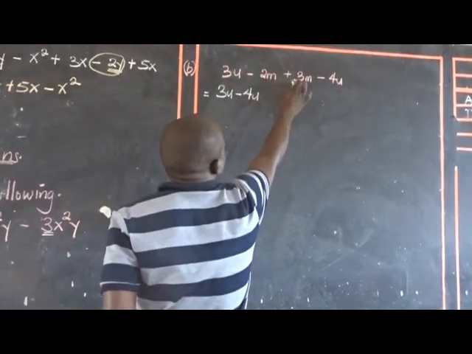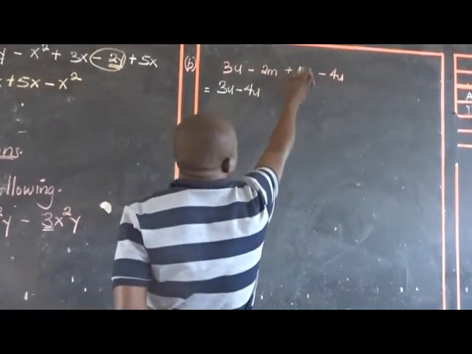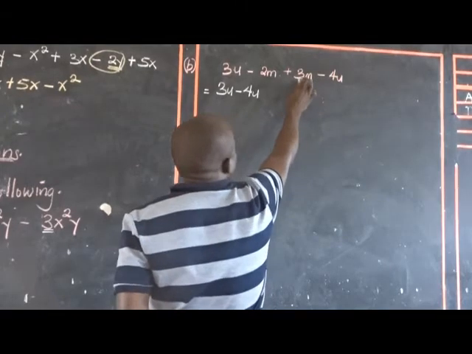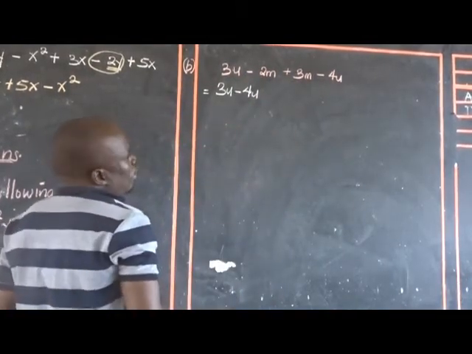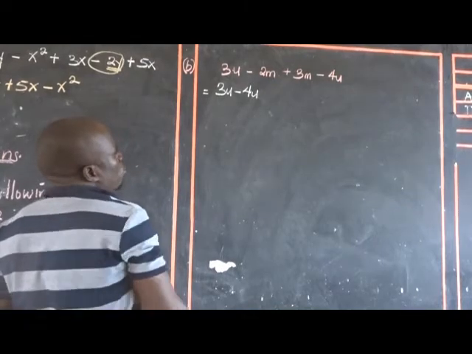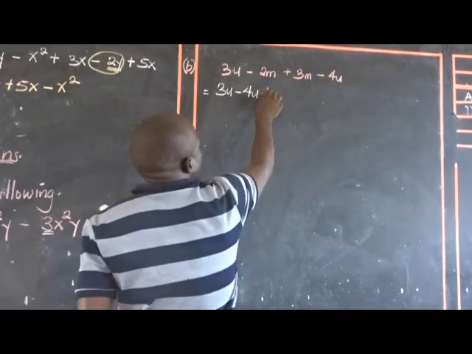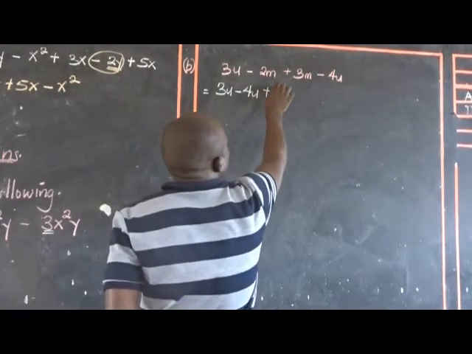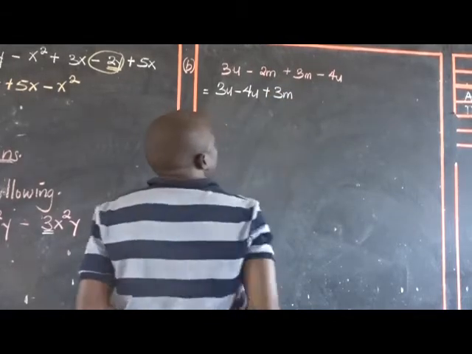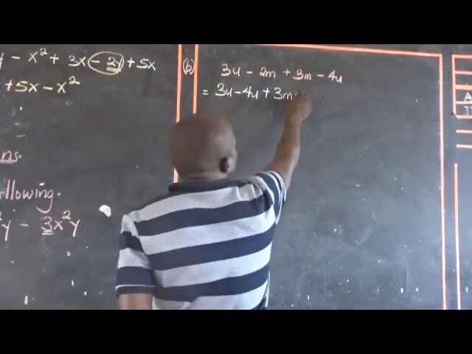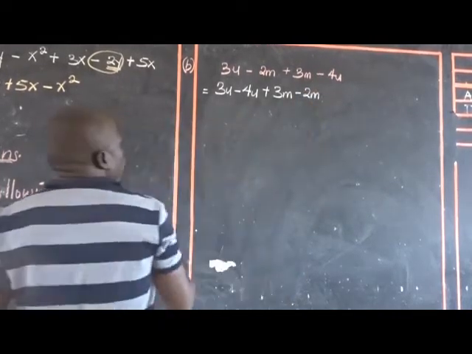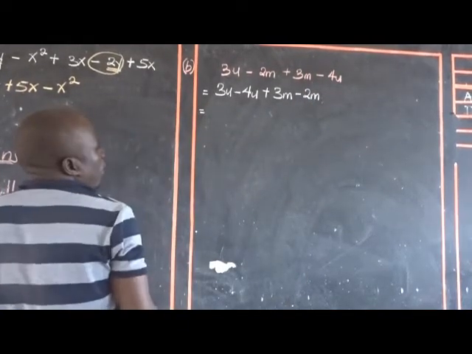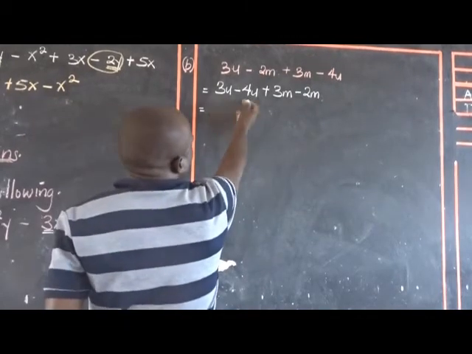Then we come to these two. This is 2m, this is 3m, meaning they are like terms. Now this one is a negative, this one is a positive. And we have said it is always important for us to begin with a positive term. So in this case, we shall begin with 3m, that is 3m, and then minus 2m. After that, we simplify.